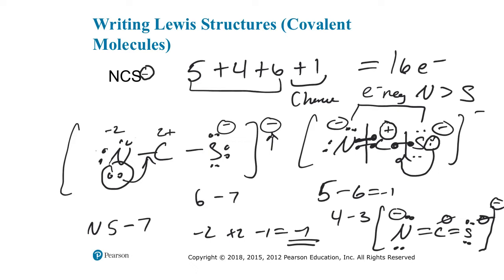So we could have made a triple bond. If we had used this structure instead, what's wrong with this one? Well, the answer would be we have a formal charge of 0 on the more electronegative atom and minus on the less electronegative atom. So that would be a poorer structure. This would be the best Lewis structure for NCS minus.